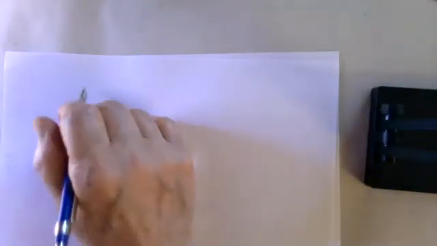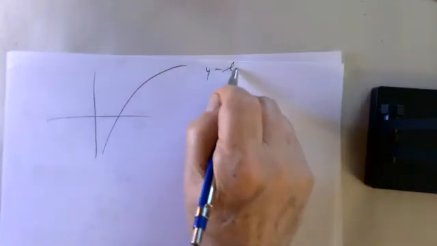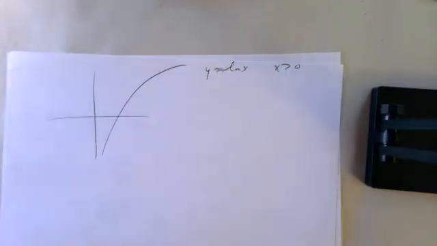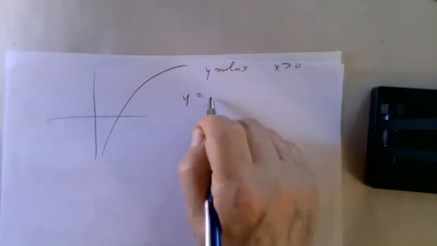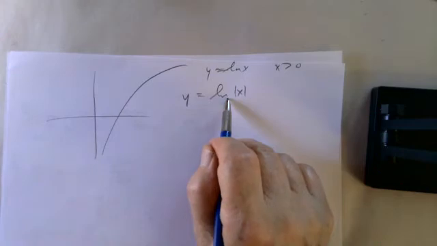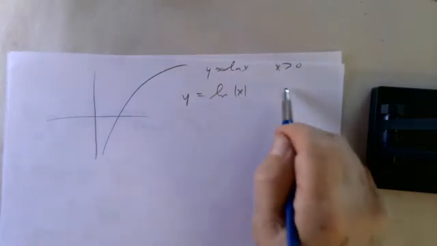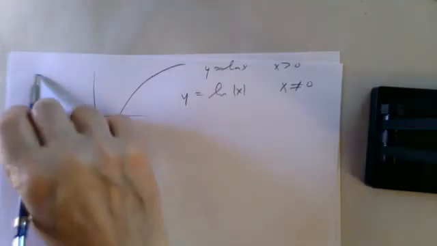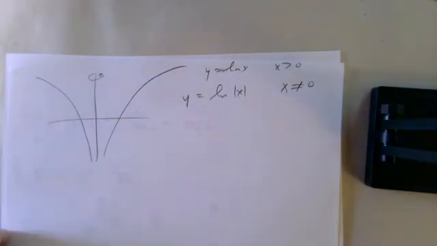Now, the logarithm is a very important function. And this is the graph of y equals log x for x greater than 0. It's not defined for x less than 0. But I could look at a different function, y equals the log of the absolute value of x. So now this function is defined for all x different from 0, because if x is negative, absolute value is positive. So this is defined for all x different from 0. And the graph looks like this. It's symmetric around the y-axis.